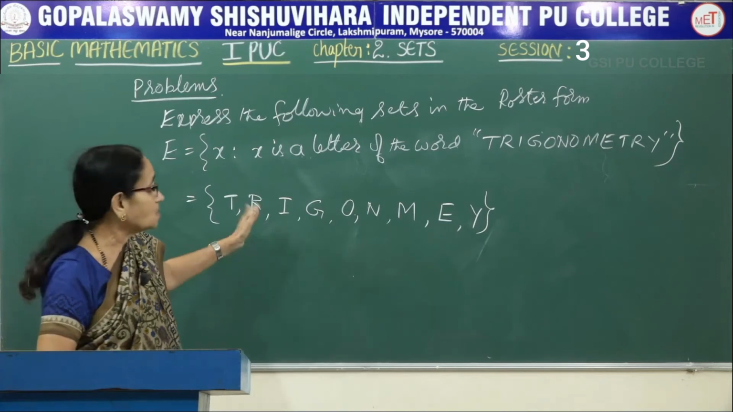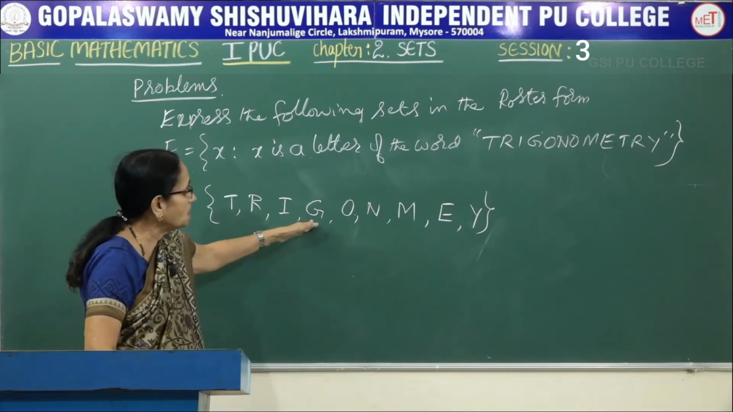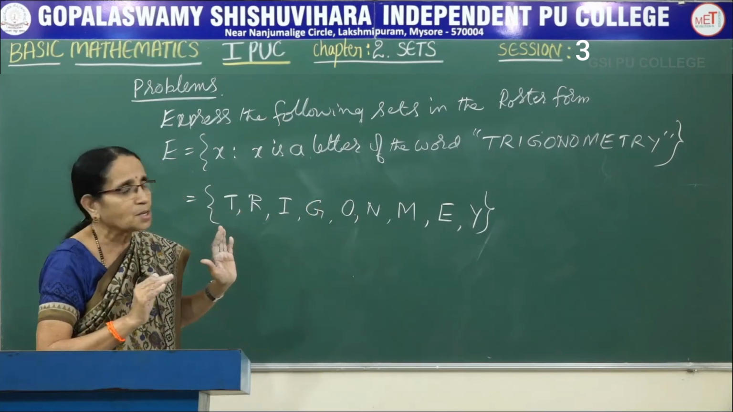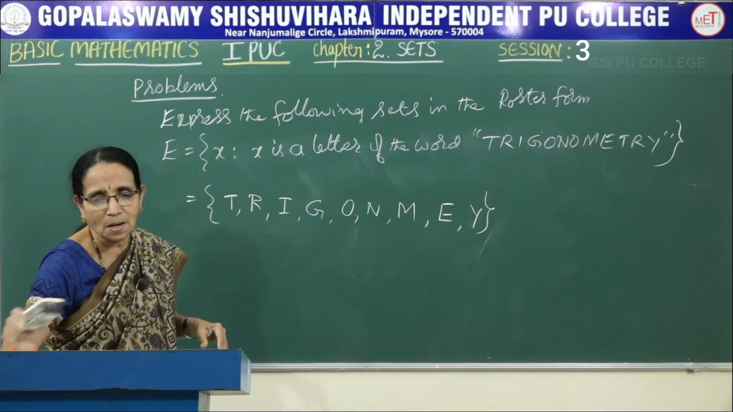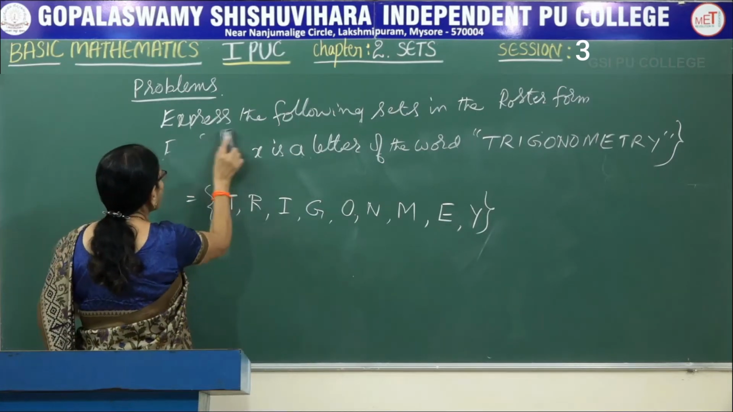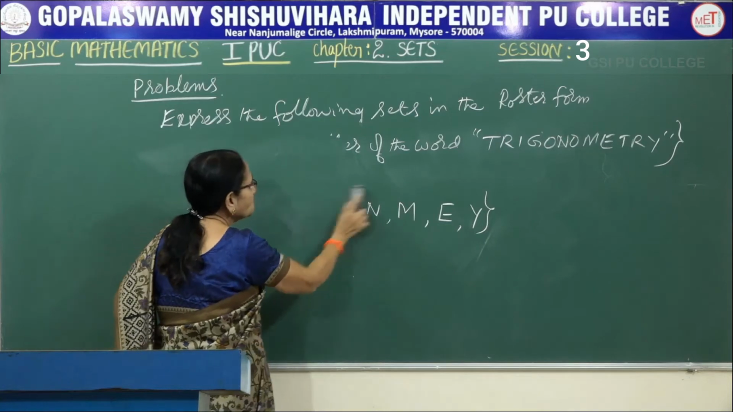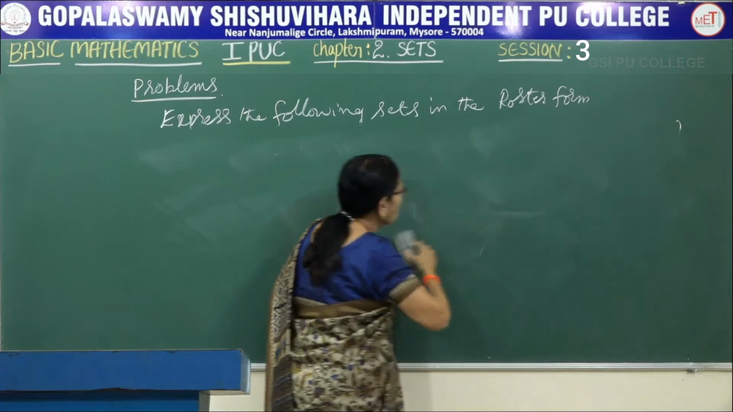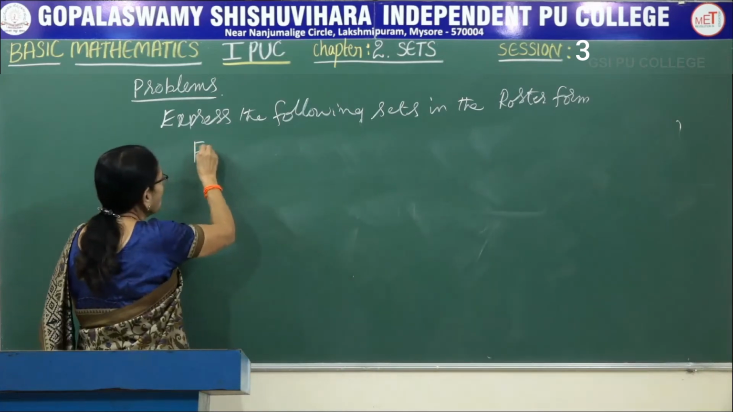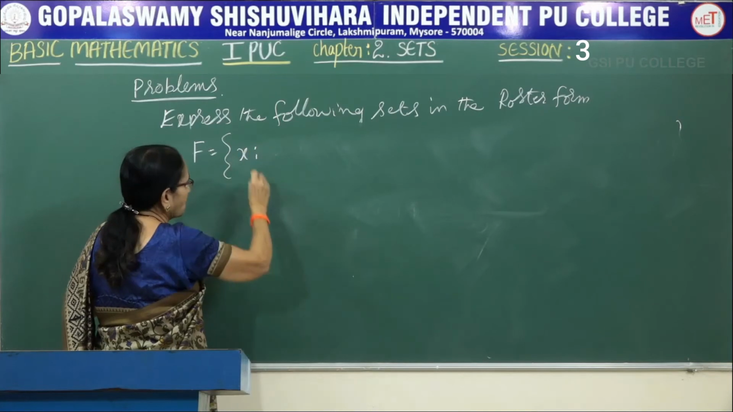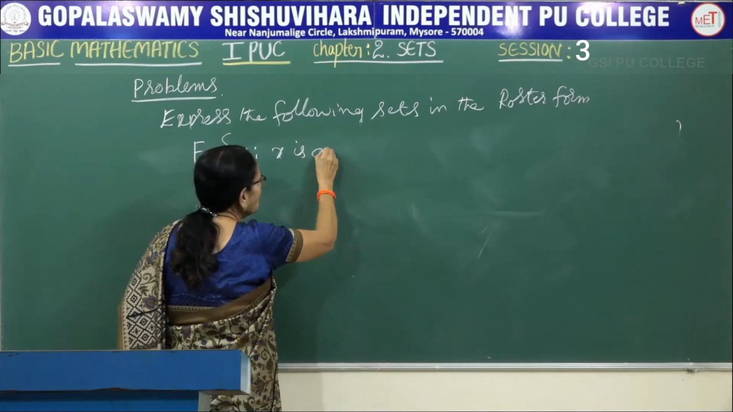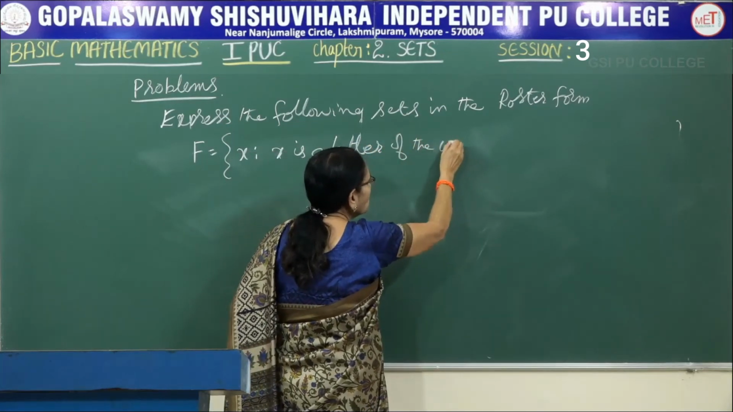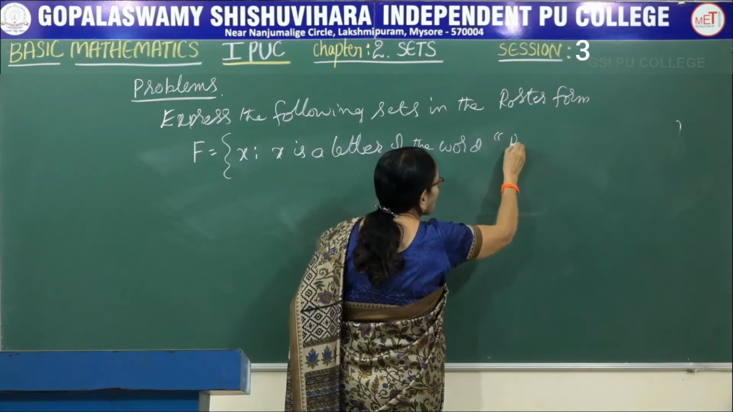Here again, the order is not important. You can write Y first, G afterwards, N in the end, like that. Because set means it is only a collection, the order is immaterial. Now, another problem where again we will be considering the same type of condition. Now, the set F contains all x such that x is a letter of the word better.